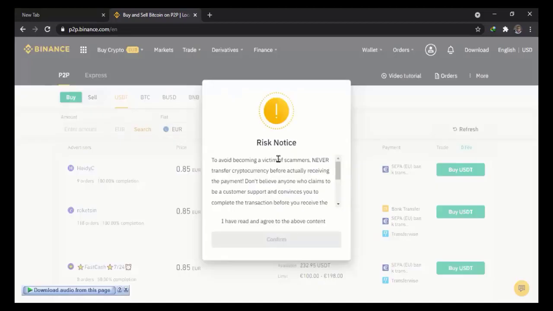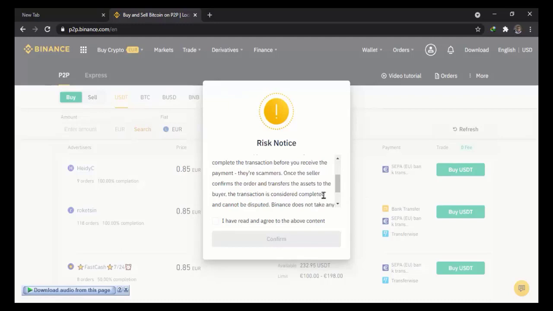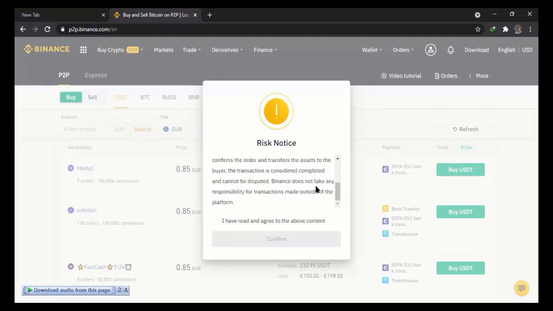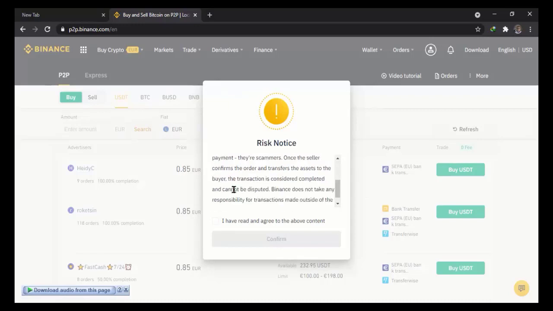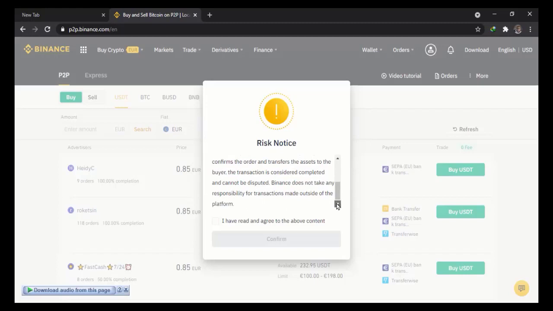Okay, so it gives you a warning that to avoid becoming a victim of scammers, never transfer cryptocurrency before actually receiving the payment. Do not believe anyone who claims to be a customer support and convinces you to complete the transaction before you receive the payment. They are scammers. Once the seller confirms the order and transfers the asset to the buyer, the transaction is considered completed and cannot be disputed. Binance does not take any responsibility for transactions made outside of the platform.